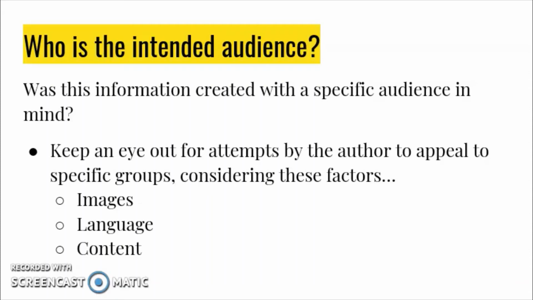So it is important to consider if this information is objective or if it has been created with a specific audience in mind, and this can be done by looking at the language used in the article, the content itself, and even images. These things will be sort of loaded in that it is clear, say, the language was specifically chosen to get a reaction from its intended audience.